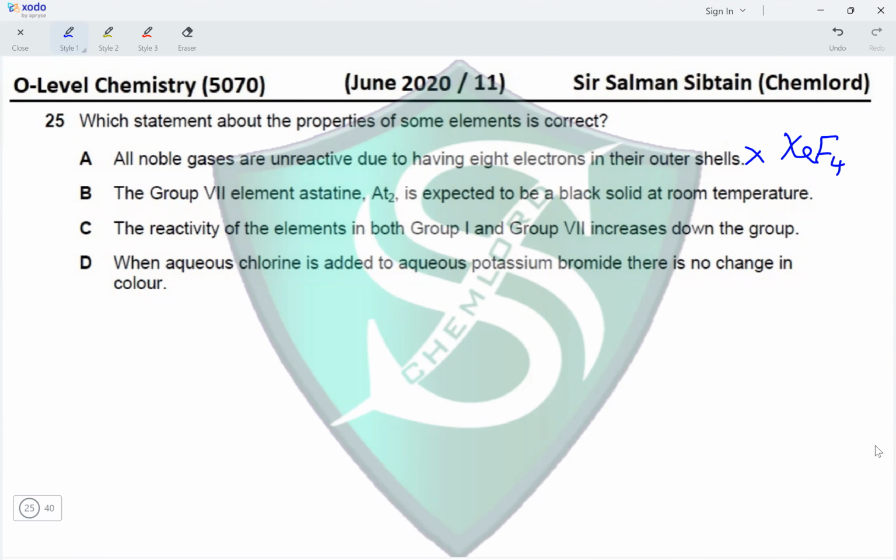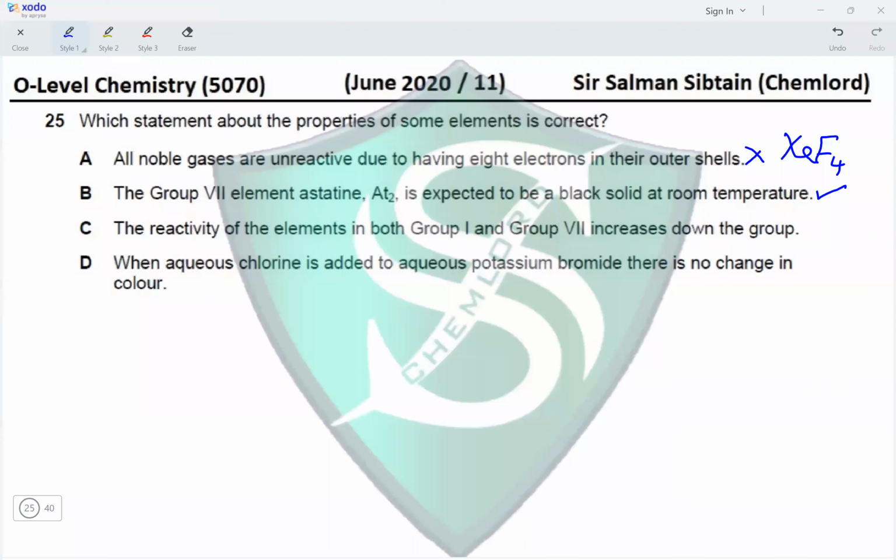Next, the group 7 element astatine is expected to be a black solid at room temperature. The element above astatine is iodine, and iodine is a blue-black solid at room temperature. So astatine will be a darker color. So yes, black solid at room temperature it is. The reactivity of the elements in both group 1 and group 7 increases down the group. No, reactivity decreases down the group. So this becomes incorrect.